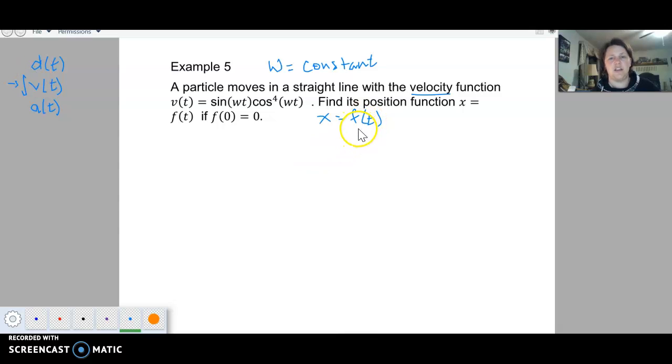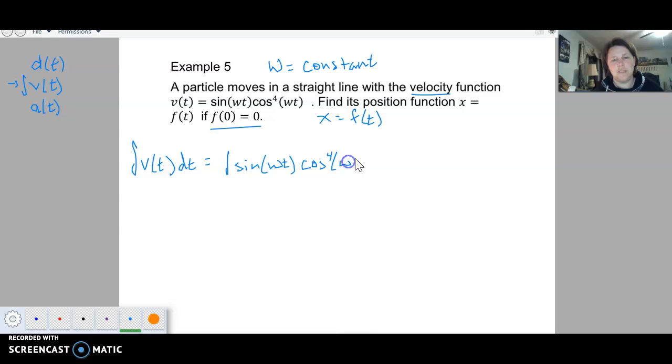In this case, they're calling our position function f of x. They're also telling us that f of 0 equals 0. That's just going to help us find c in the end. So we are going to take the integral of v of t dt, which is the integral of sine of wt cosine to the 4th of wt dt.